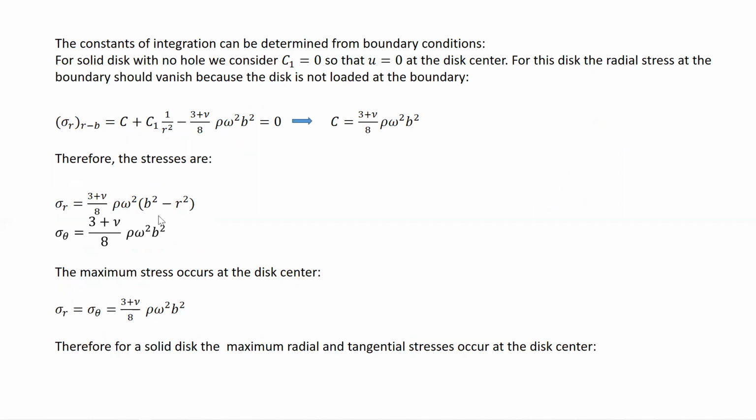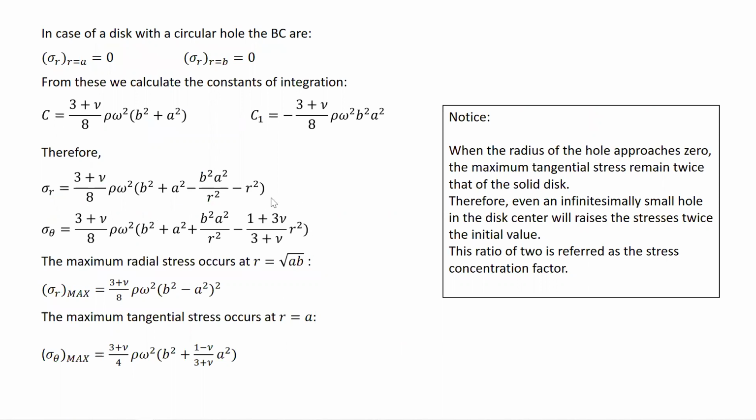If instead of a solid disk we consider a hollow disk, now the constants C and C1 can be calculated by assuming that there is no stress on the inner boundary and outer boundary, and these will be the stresses calculated for a hollow rotating disk. And you can see the maximum stress is defined as given here.